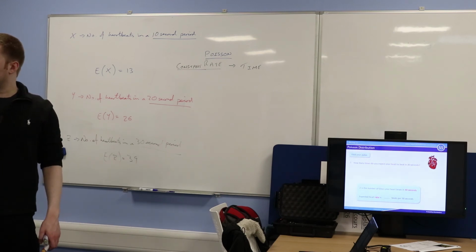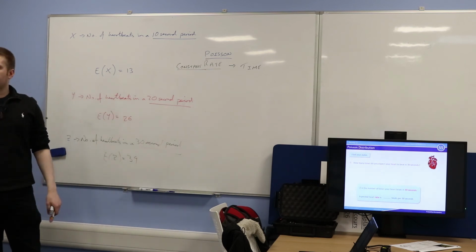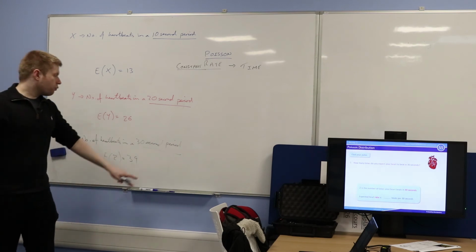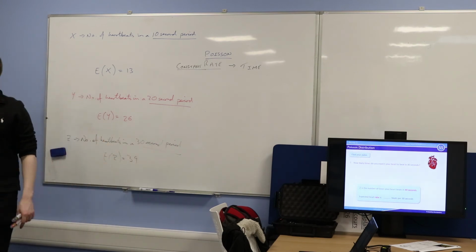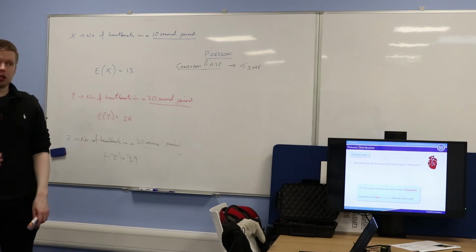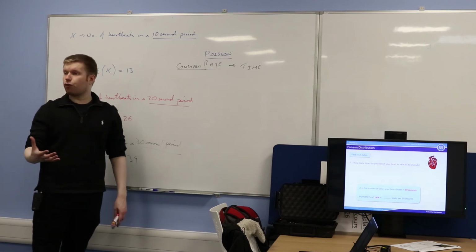Does that make sense? The only thing we needed was the rate. In this case, the rate was 13 for a 10-second period. The rate for a 20-second period was 26 heartbeats. The rate for a 30-second period was 39 heartbeats. So the only piece of information, the only parameter that we need, is the rate.